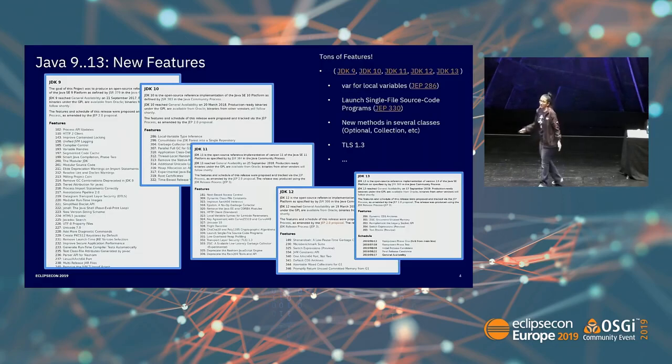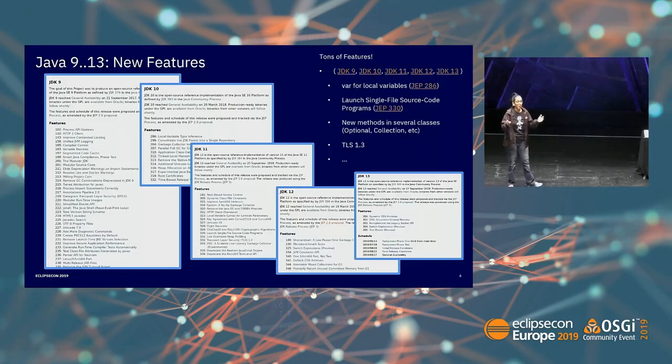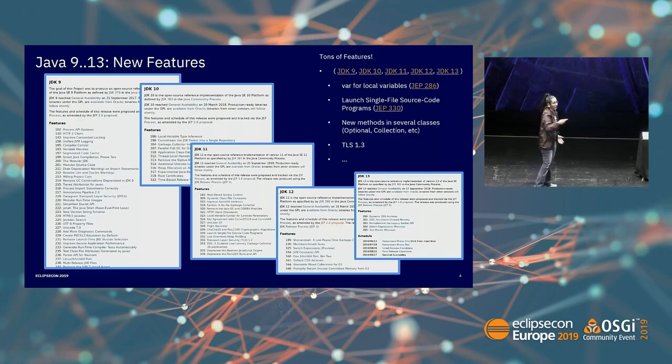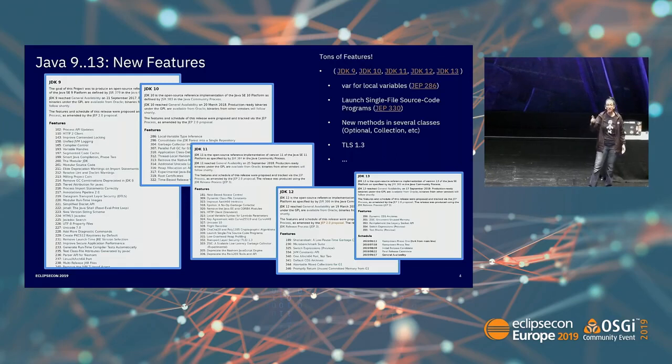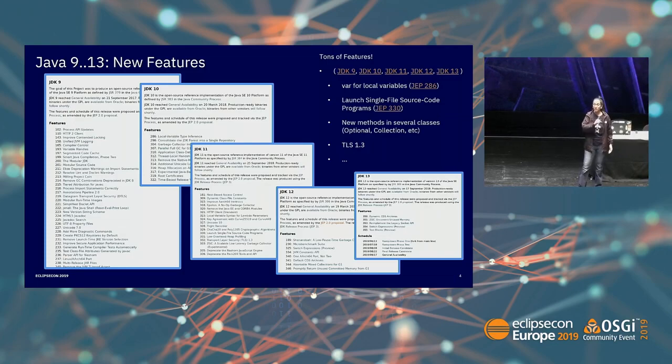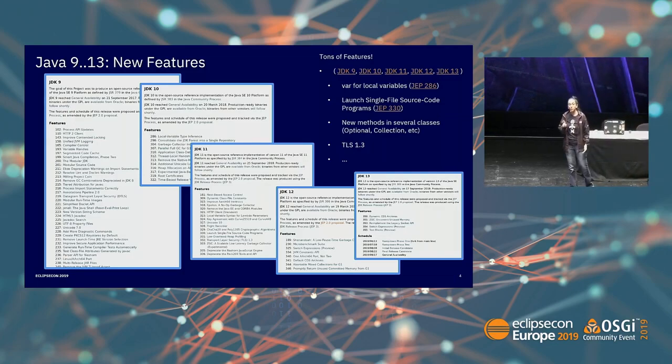New features. There are a lot of reasons why you should migrate, and a lot of cool new features. Lots of them are listed here. Some of my favorites are var and some of the helper methods that got added to collections. But I am not concerned with new features. I'm concerned with breaking features. So this is my only slide on new features. There are a lot of reasons to upgrade, and you can learn a lot about the new features, but we're going to focus on breaking changes today.